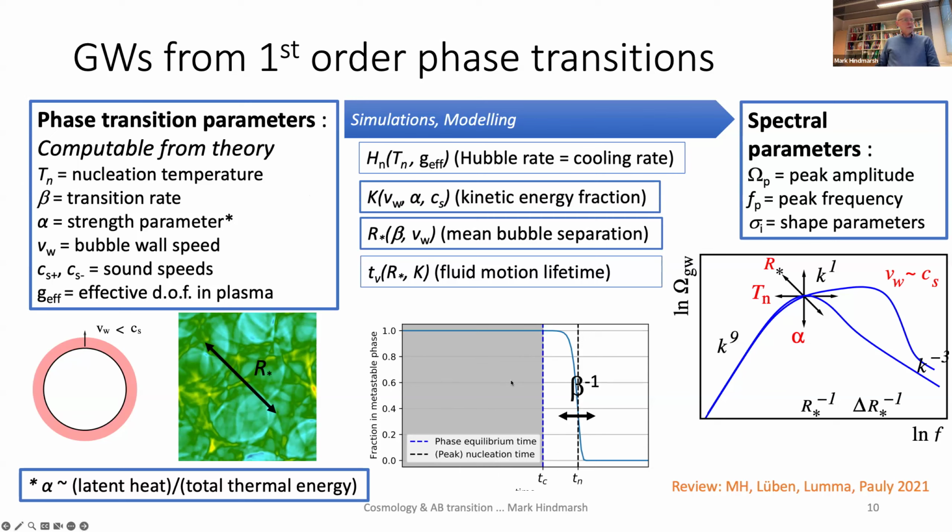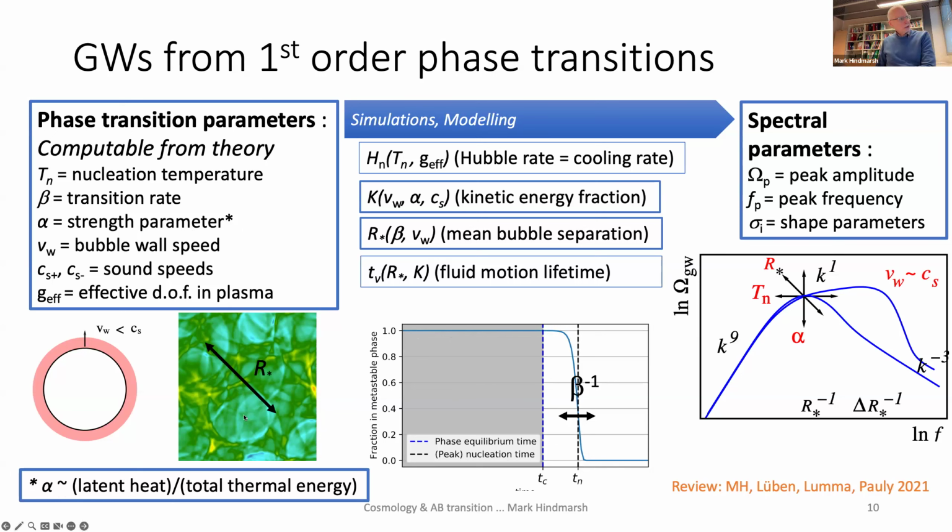So this beta parameter is the rate of change of the logarithm of the nucleation probability per unit volume, the rate per unit volume, and it also controls the time in which the universe switches from the metastable phase to the stable phase. Now, as it does so, latent heat is released, so there's a strength parameter, which is something like the latent heat. It's a generalization of latent heat to out of equilibrium transitions. It's the fractional release of energy divided by the total thermal energy.